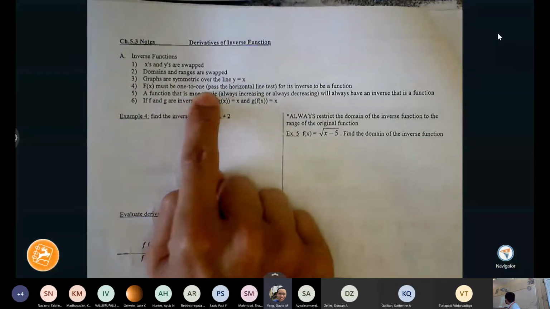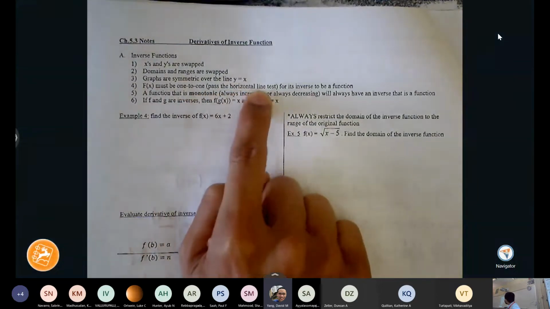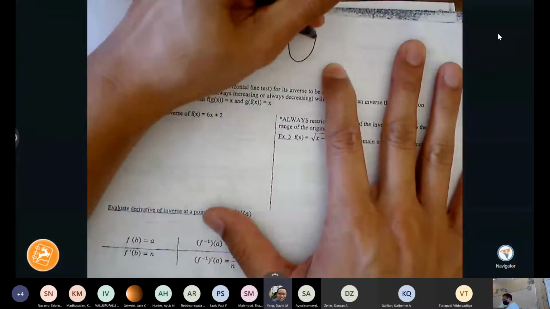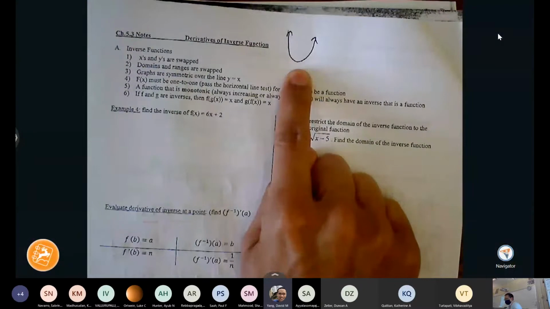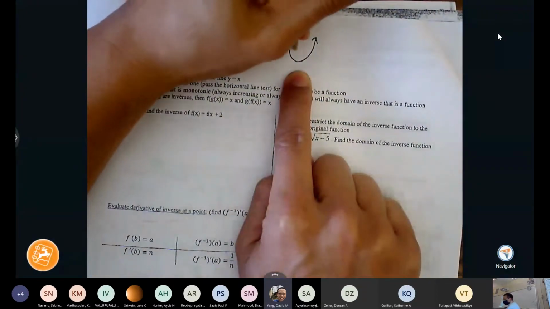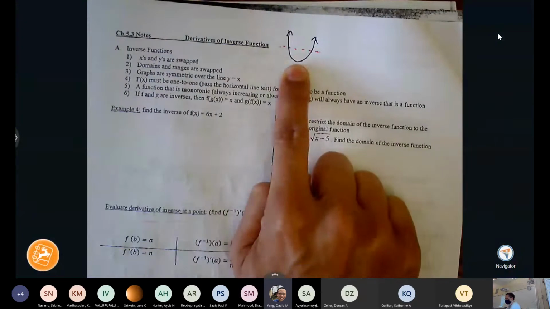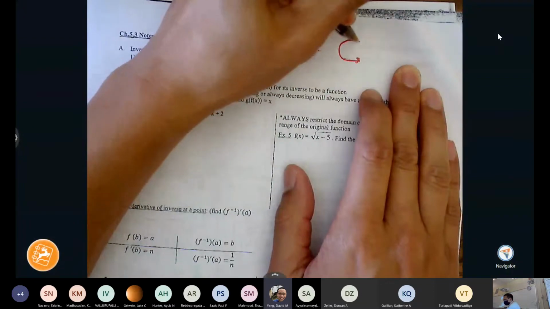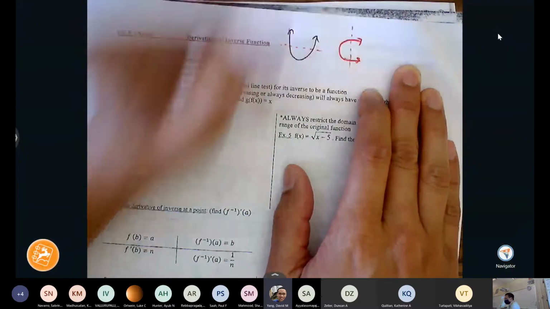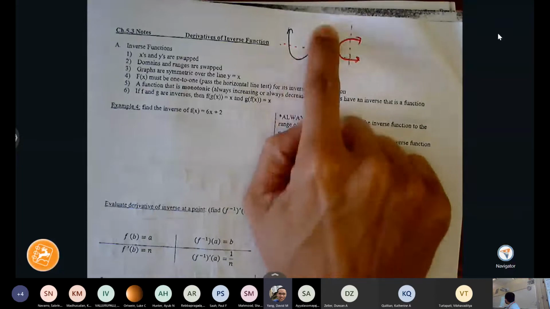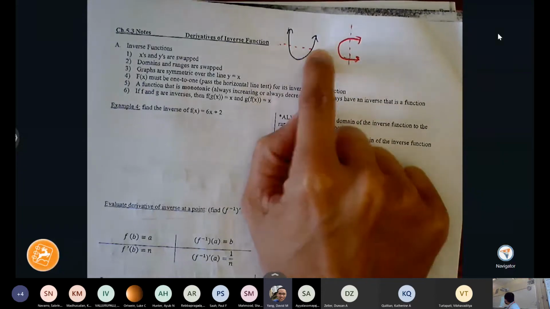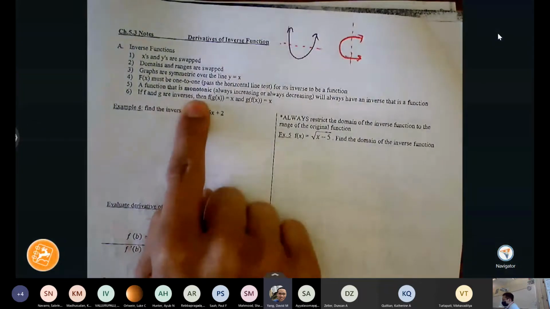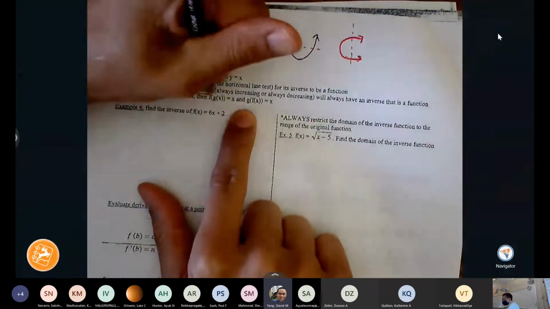A function must be one-to-one, meaning that it must pass the horizontal line test in order for its inverse to be a function. So for instance, a parabola is a function, but its inverse is not going to be a function. And a quick way to tell is the fact that it doesn't pass the horizontal line test. So that means that once we flip it to its side and make it into its inverse, it's not going to pass the vertical line test. So unless a graph passes the horizontal line test, we know that its inverse is not going to be a function. So in order to guarantee that, a function must be monotonic, which means that it's always increasing or decreasing.